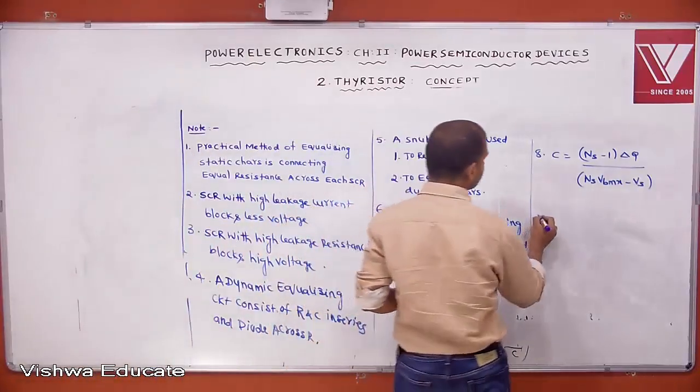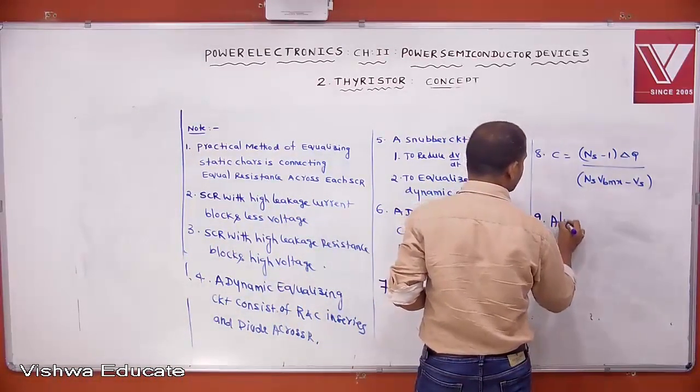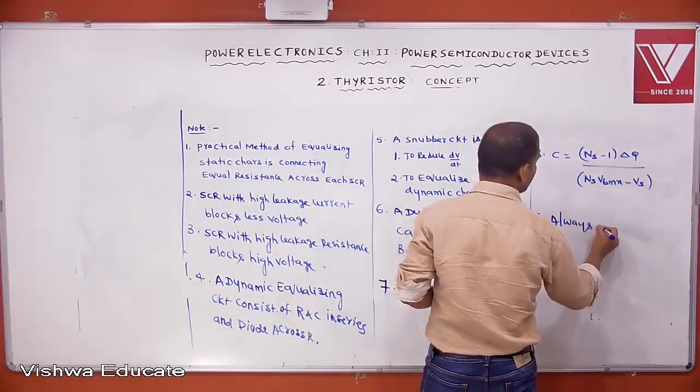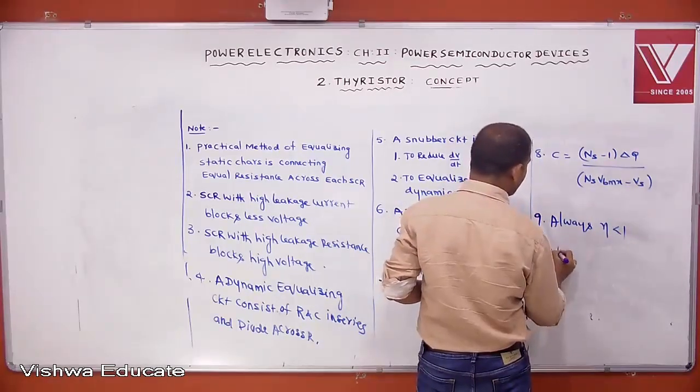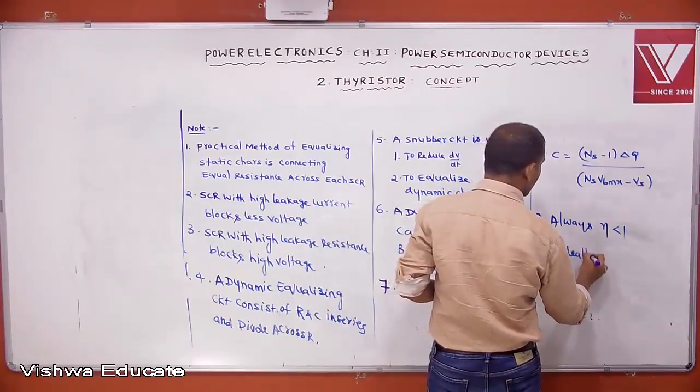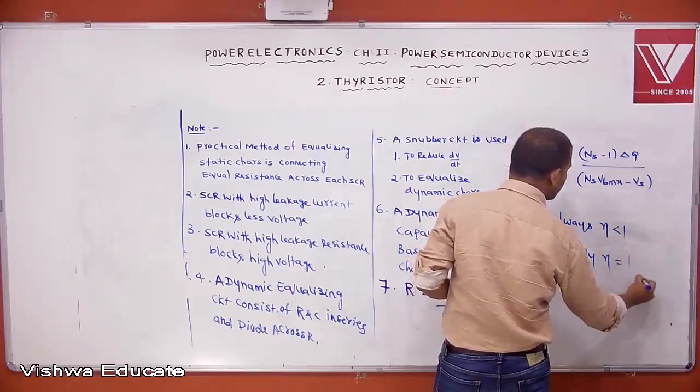Always, string efficiency is less than 1, that is practically. Ideally, string efficiency equals 1.